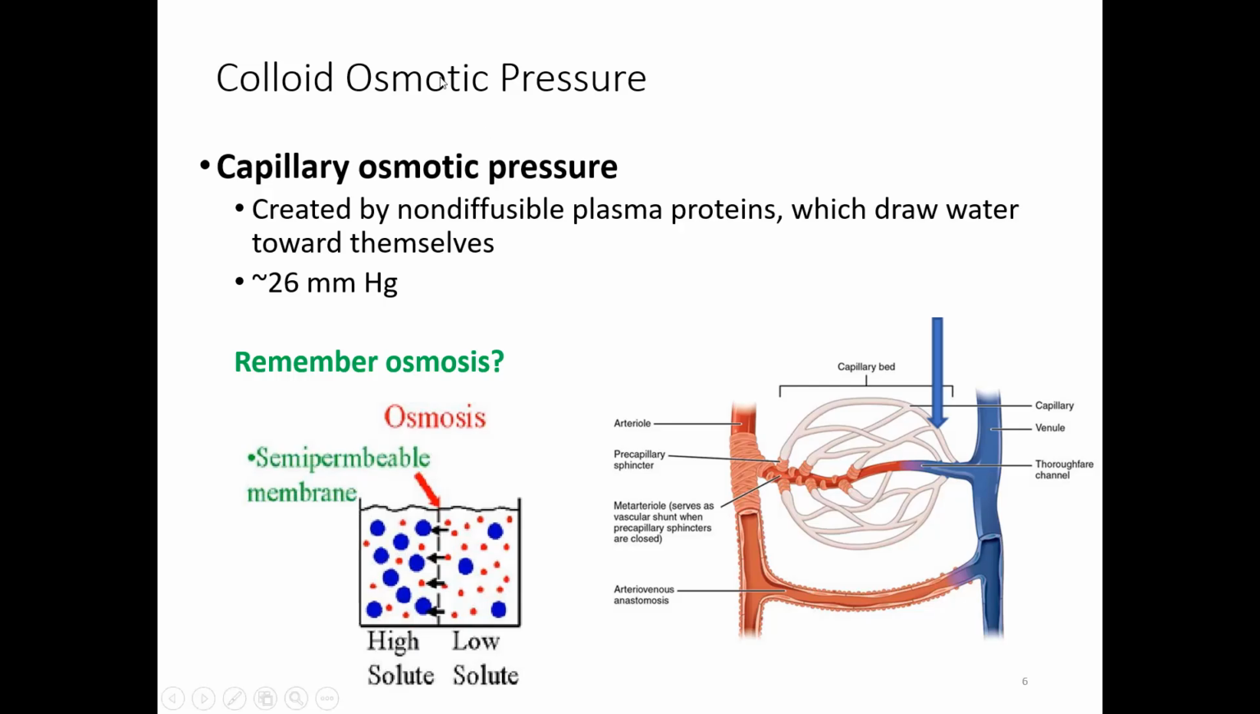Now let's talk about the second force, colloid osmotic pressure. Remember osmosis. Here the concentration of water is lower, and the concentration of large molecules is higher. At the other part of the cup, across the semi-permeable membrane, the concentration of water is higher. So water will be moving from high concentration of water to low concentration of water. That is what is called osmosis.